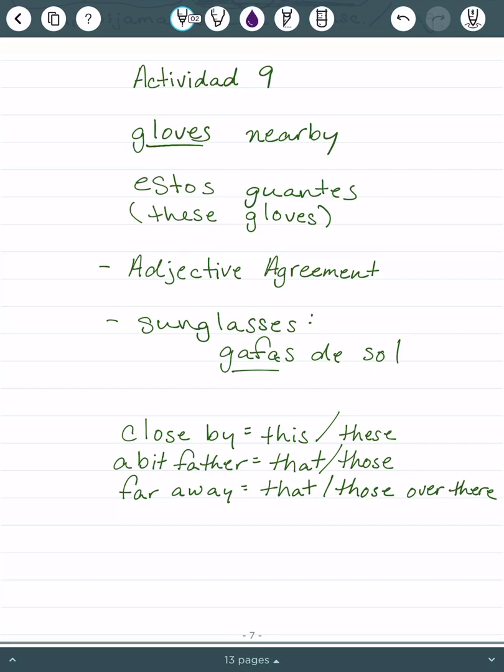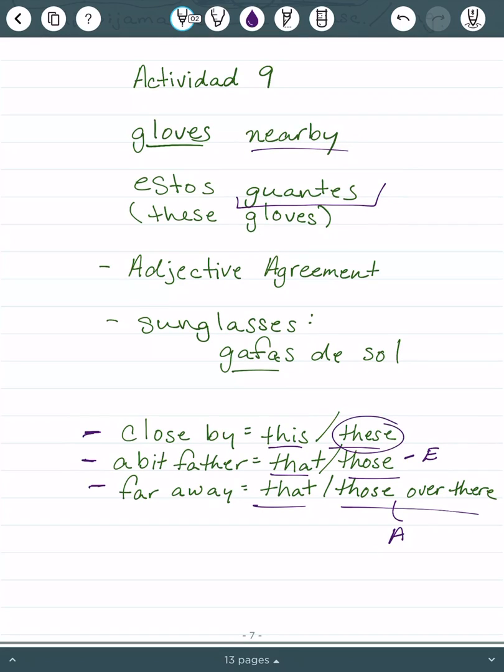All right, so let's move on to activity 9. Okay, so these are going to be one-word answers. So in the example, it says you're looking at some gloves that are nearby. So keep in mind, if it's close by or near, it's going to be this or these. If it says it's a bit farther away, it'll be that or those. If it says it's far away, we're going to go with that or those over there. So those are the ones that start with the A's. These are the ones that start with the E's, as far as that and those. So in the example, the word was guantes for gloves, and they're nearby. So it's these gloves. So this is este. To make it these, masculine, it was estos. I think you guys can handle that one.